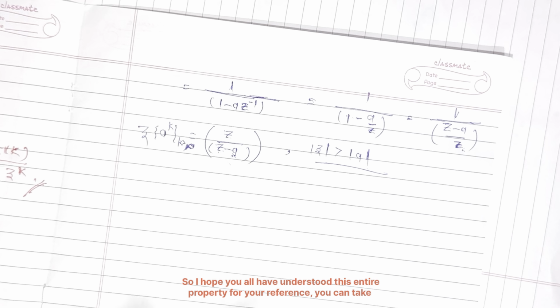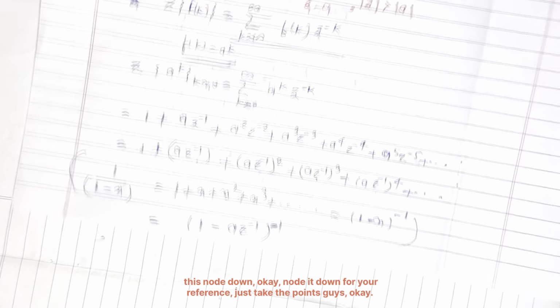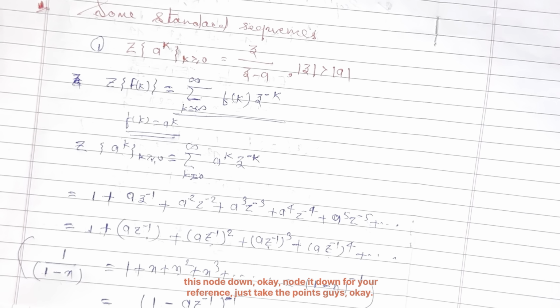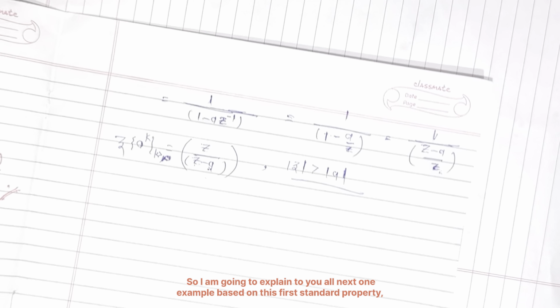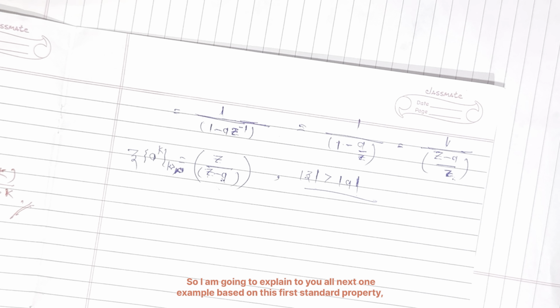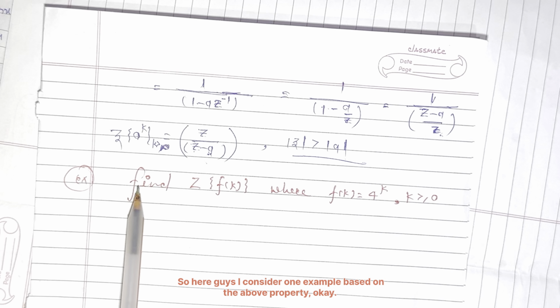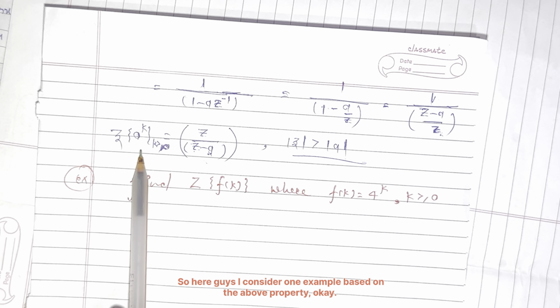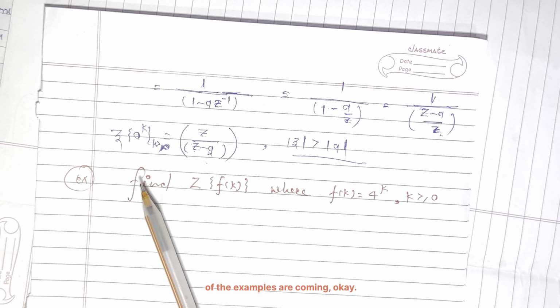So I hope you all have understood this entire property. For your reference, you can note it down. Just take the points, guys. Next I'm going to explain one example based on this first standard property. Here I consider one example based on the above property. You will get at least a little bit of conceptual idea after this example, of which type of examples are coming.